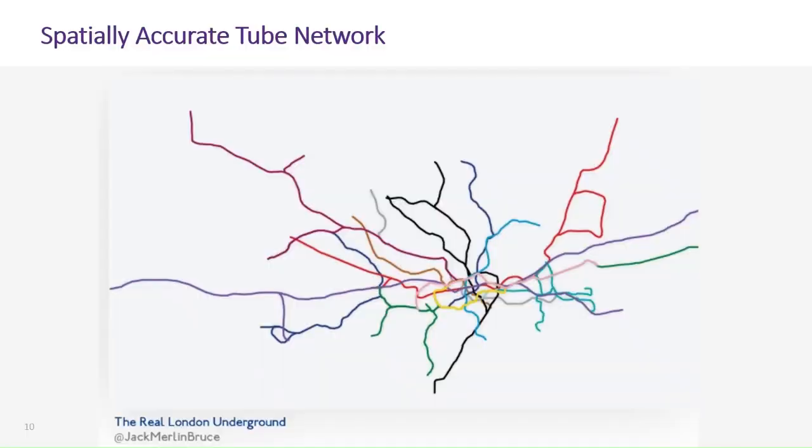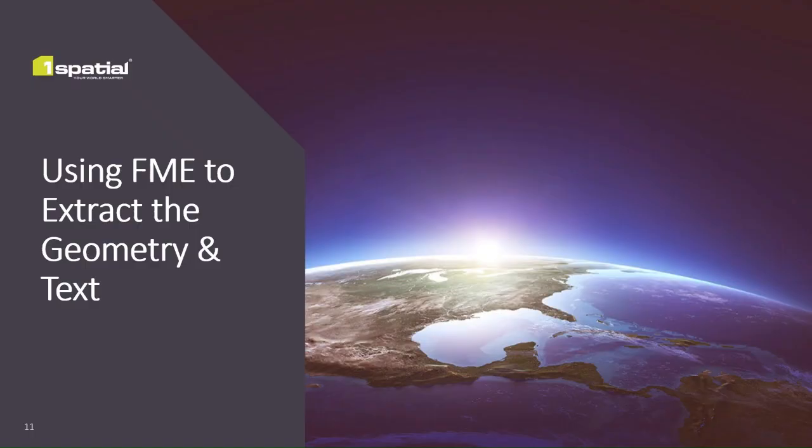Then, as a comparison, this is the spatially accurate tube network. A lot of the work like fueling the maintenance of the network and understanding hotspots and traffic is better done on these types of maps, which is not what we're extracting. So what you can do with it when you pull it out is much more limited, as we've said.